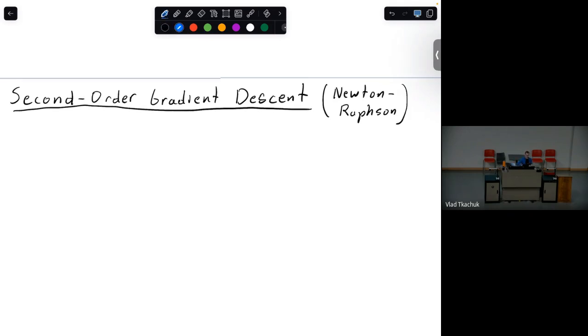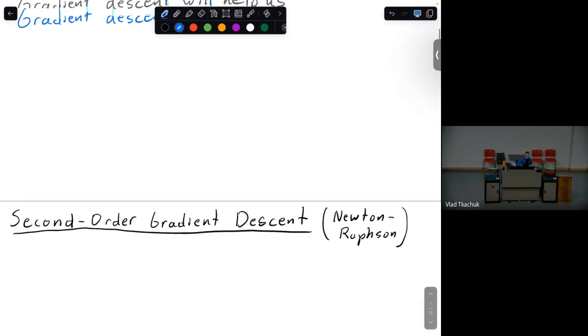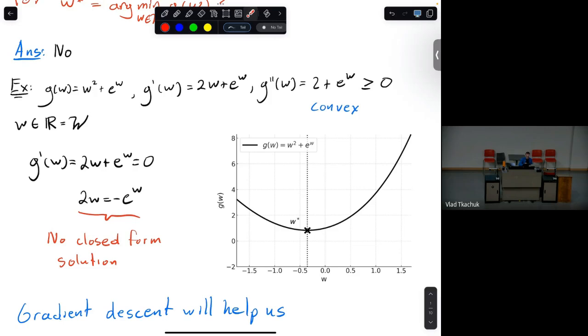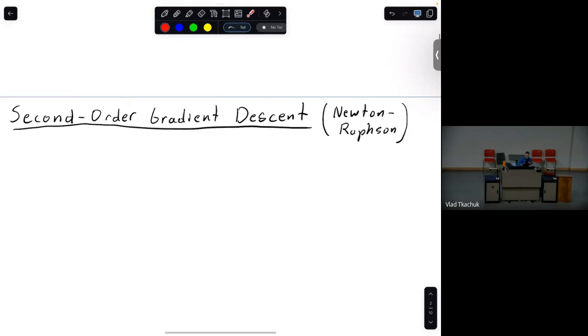So what's the main idea here? The main idea is that we have this G of W. Sometimes you'll have a G of W where if you take its derivative, you can't solve for 0. But you might remember from high school that if G of W was a second order polynomial, you had a quadratic formula to solve it. If it's a third order polynomial, you take the derivative, you get a second order polynomial, then you use the quadratic formula, and you have the solution.